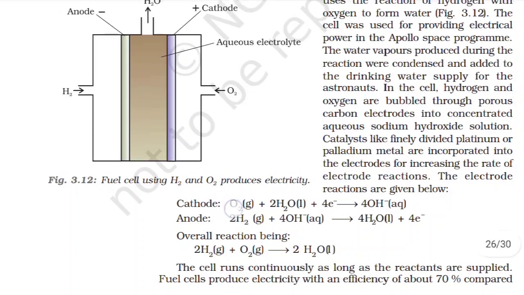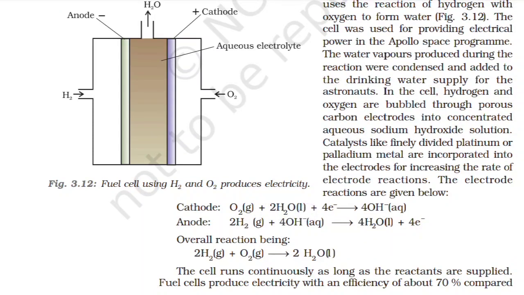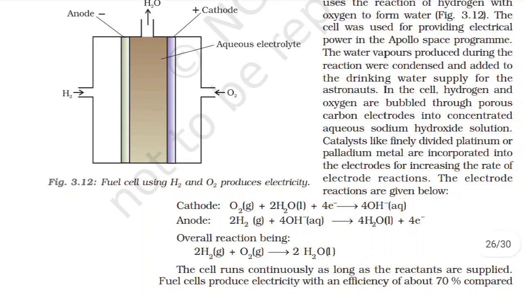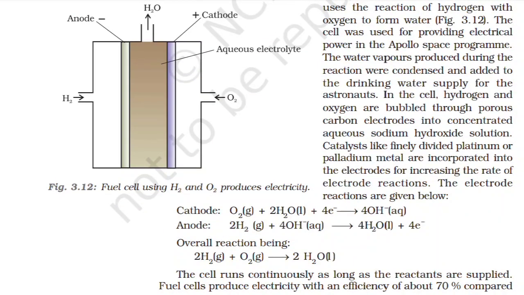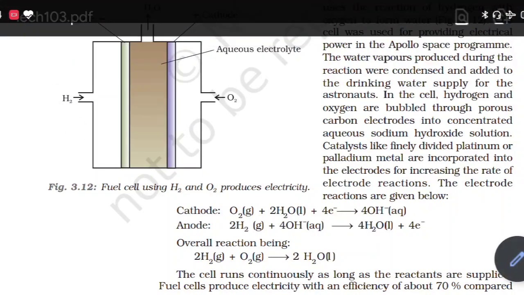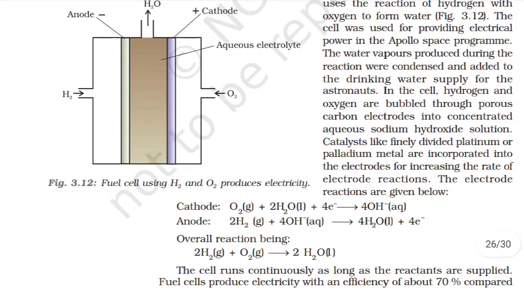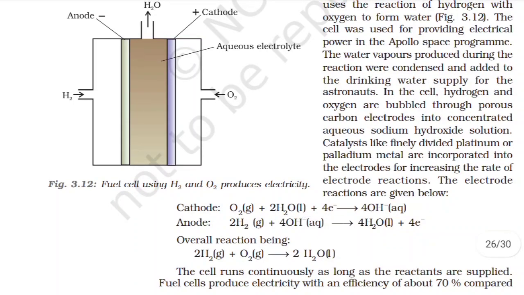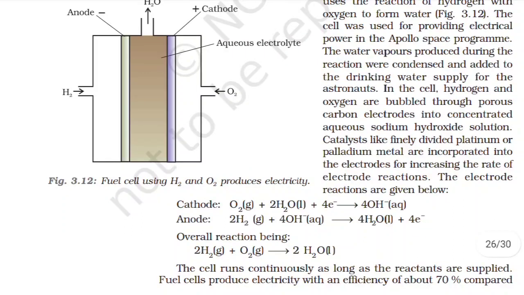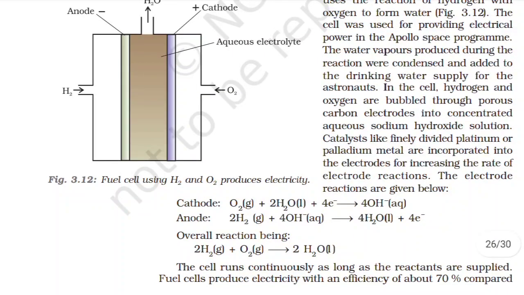So what happened? Oxygen and water gain 4 moles of electrons, releasing 4 OH minus ions. Now at the anode we know oxidation is going on. At the anode, H2 is taken. This H2 combines with the OH minus ions coming from above and releases 4 moles of electrons, giving water also.